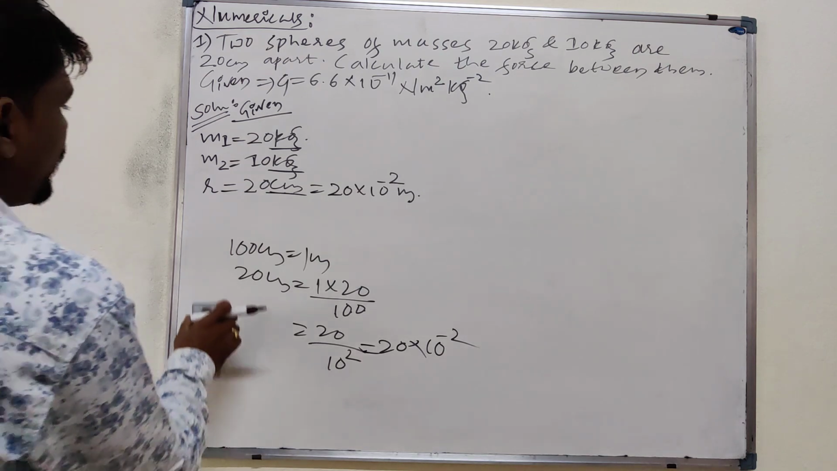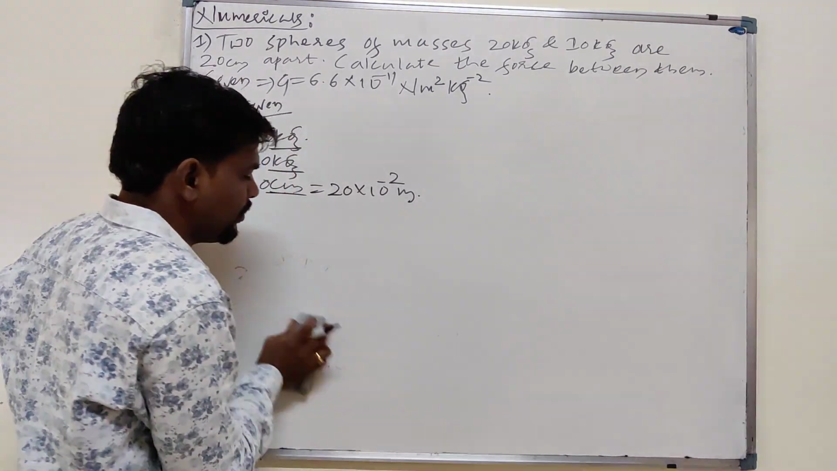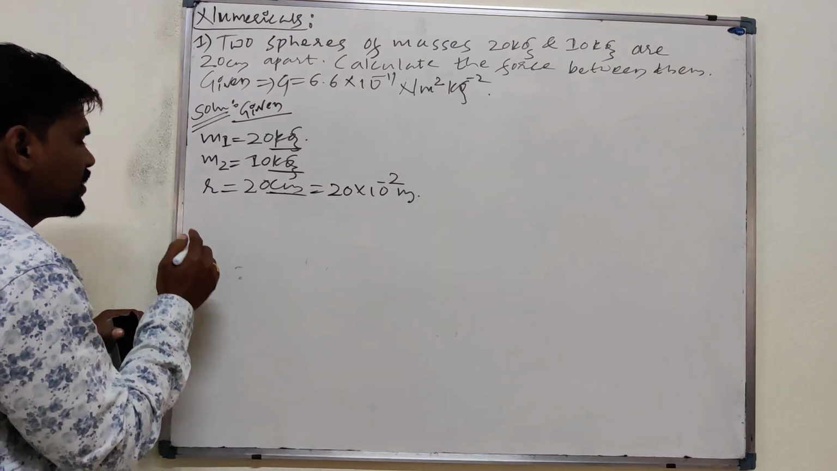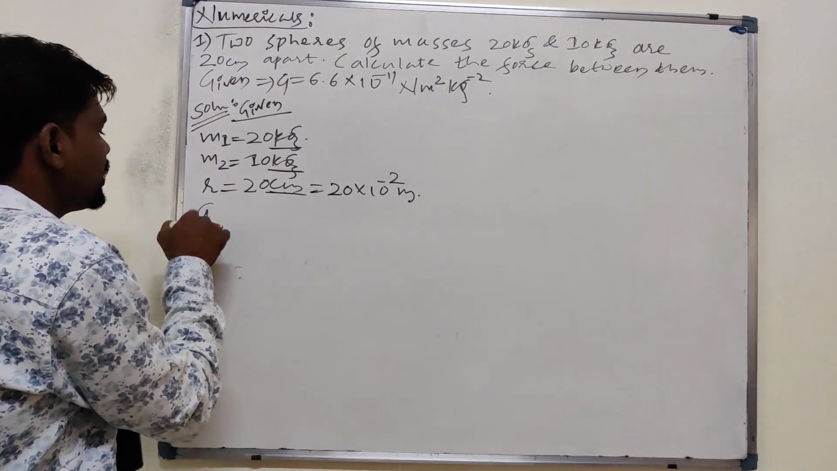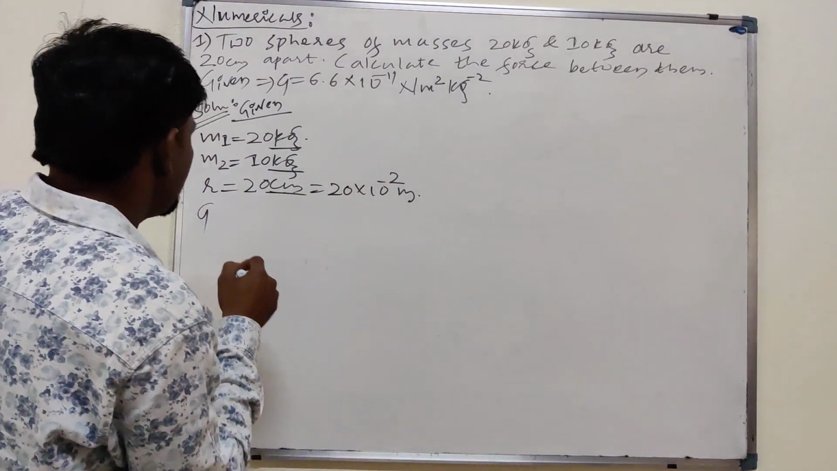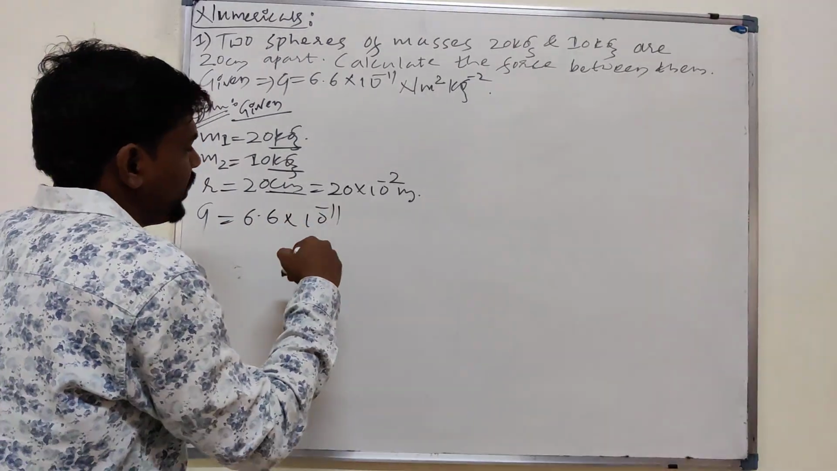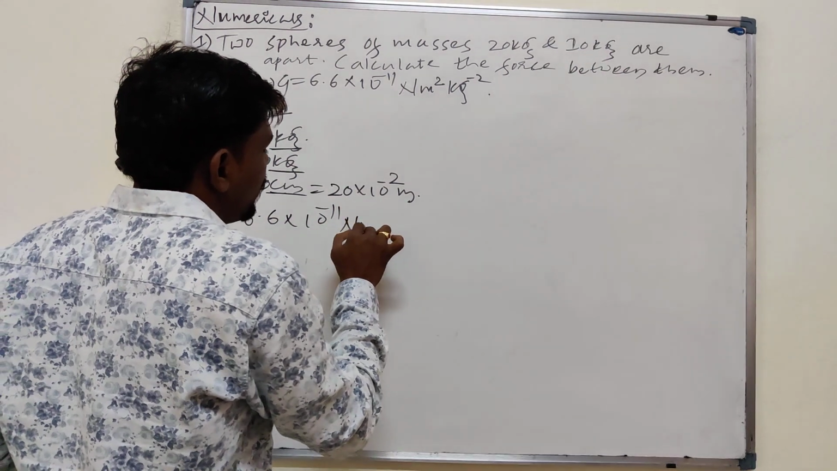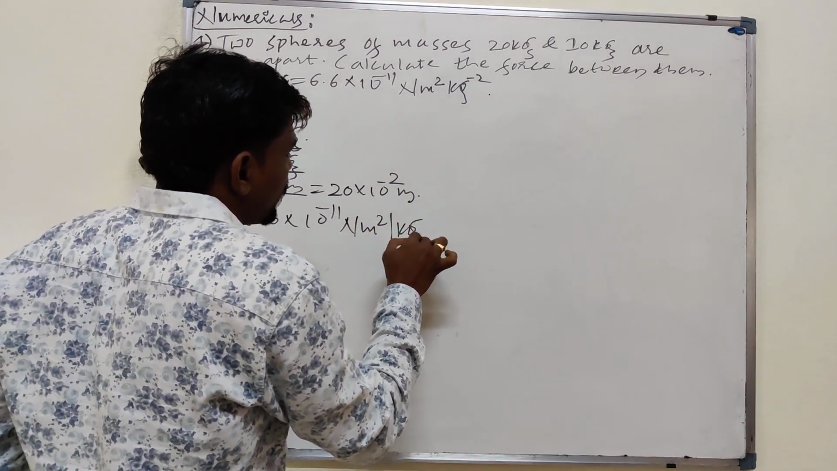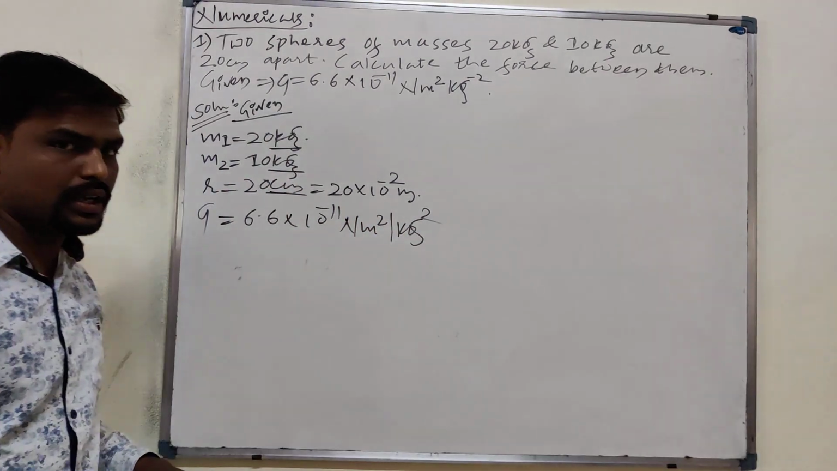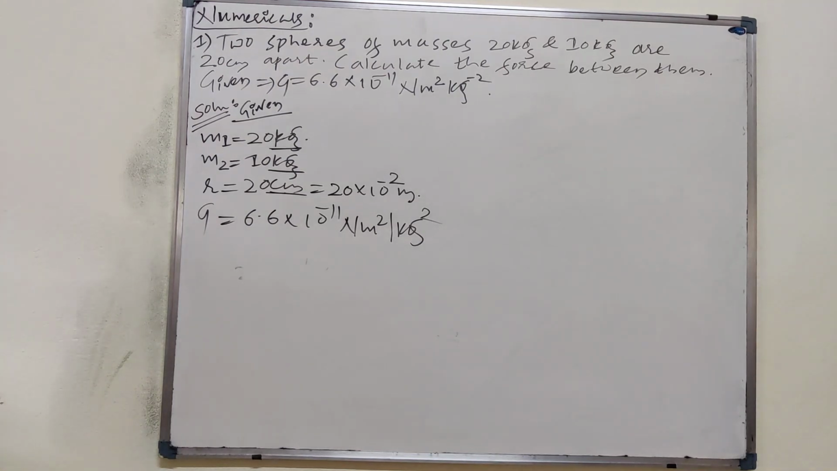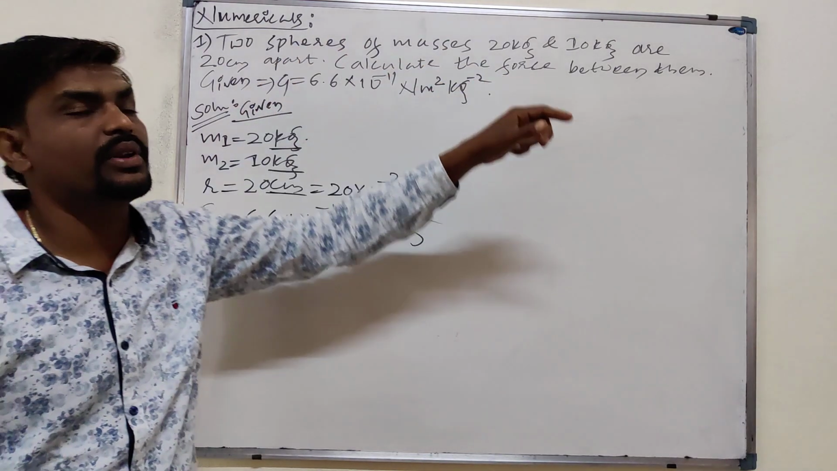So here, what we have to find out, another one is given. That is G, right? G is equal to 6.6 into 10 raised to minus 11 Newton meter square per kg square. So calculate the force between them.